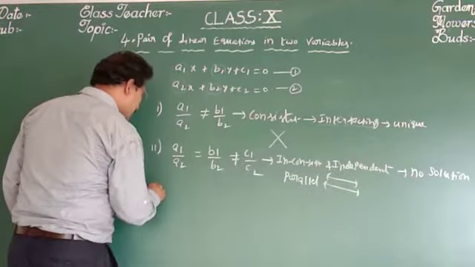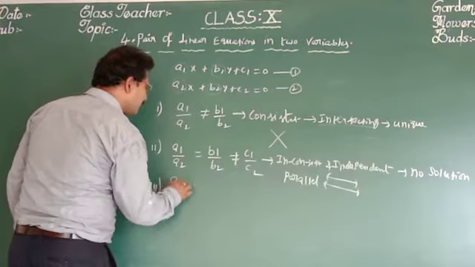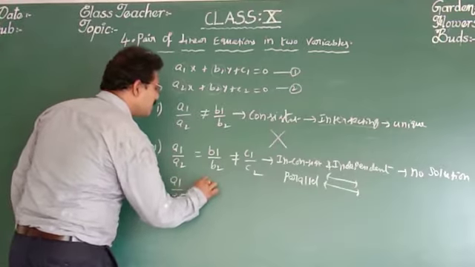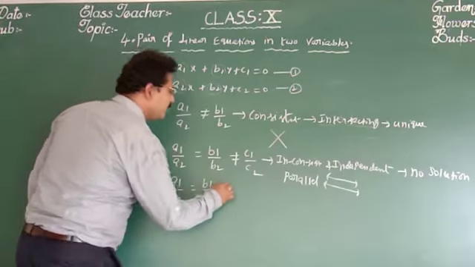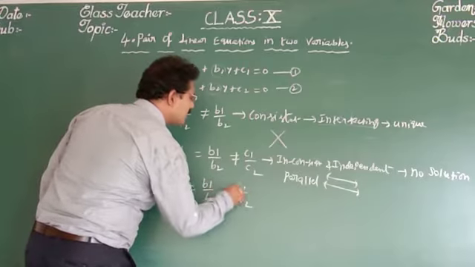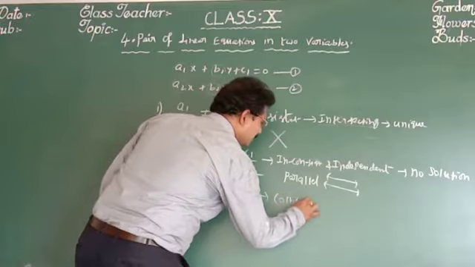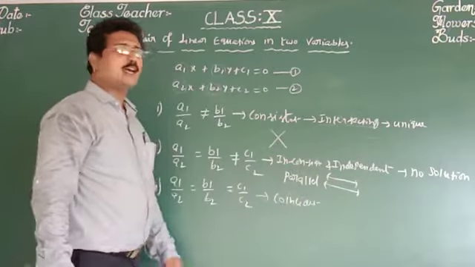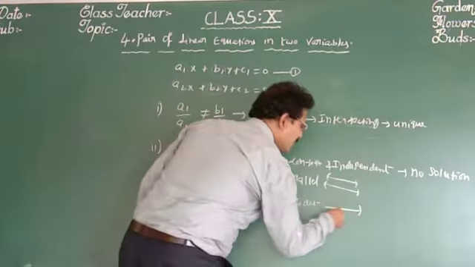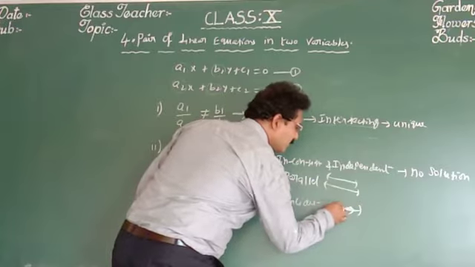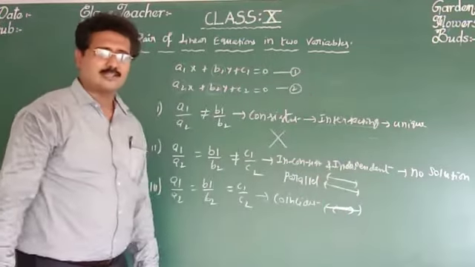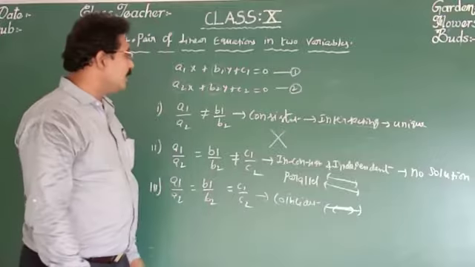And the last one, the third one: a1 by a2 is equal to b1 by b2 and also equal to c1 by c2. Then these two lines are coincident lines. Coincident lines mean one overlaps the other. Those are coincident lines. That graph also we draw.